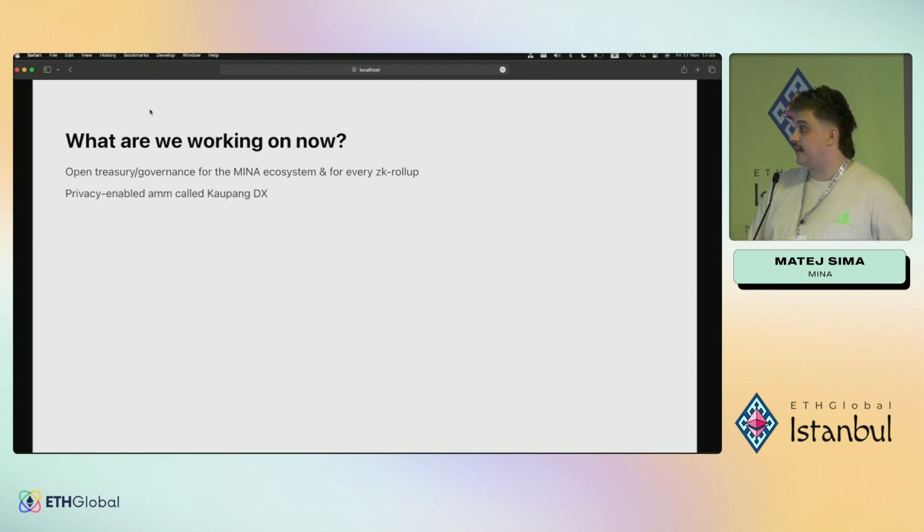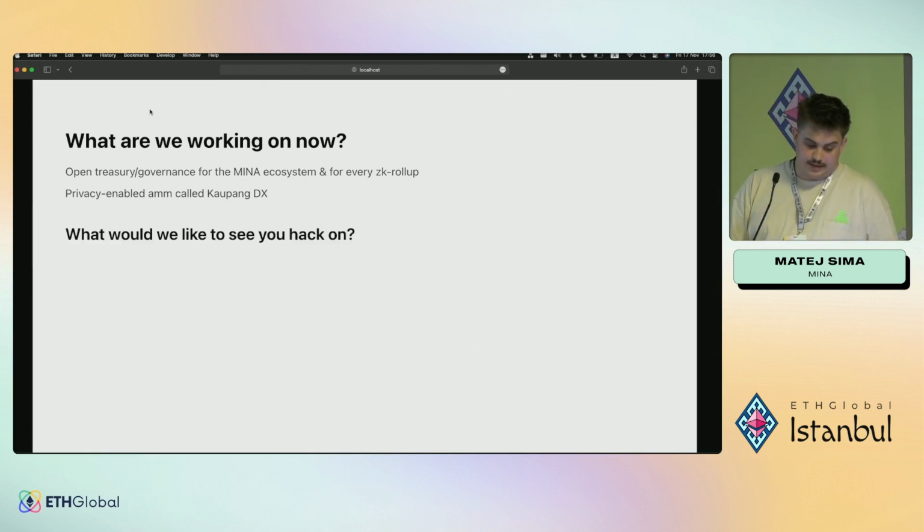We've also built a DEX called Copang. It's built using Protokit. You can check it out. It's a nice demo that runs completely in the browser. Even the sequencer itself and the whole chain runs in the browser. Find it on Twitter, check it out. Let us know what you think.